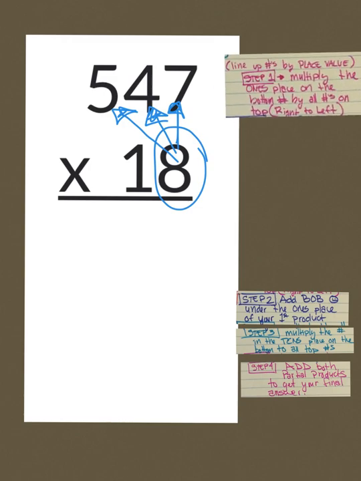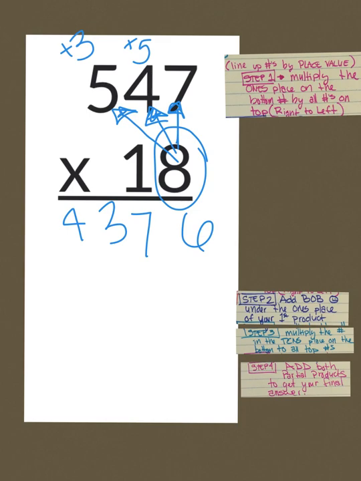So what does that look like? Well, let's do it real quick. 8 times 7 is 56, regroup there. And then 8 times 4 is 32. And then we add 5 because we have 5 up here. So it's 37, regroup the 3, bring the 7 down. And then we have 8 times 5, which is 40, plus 3 is 43.